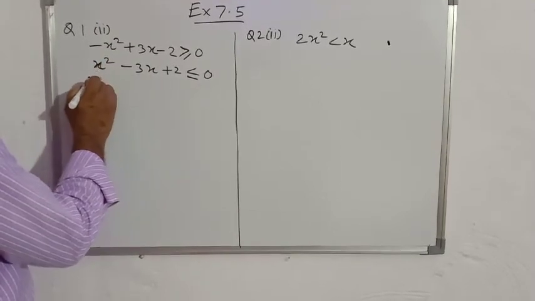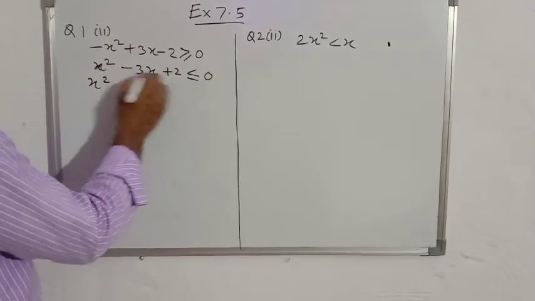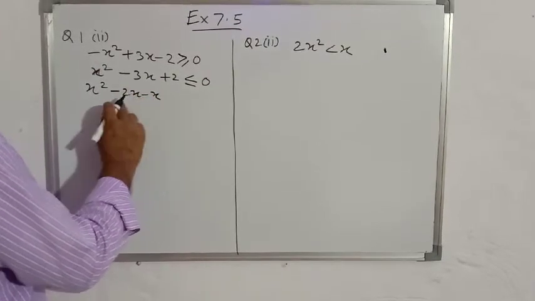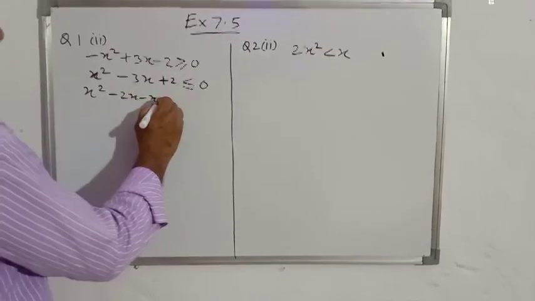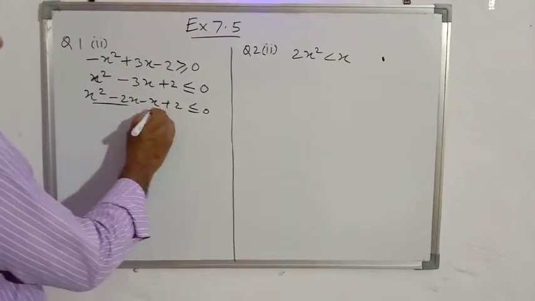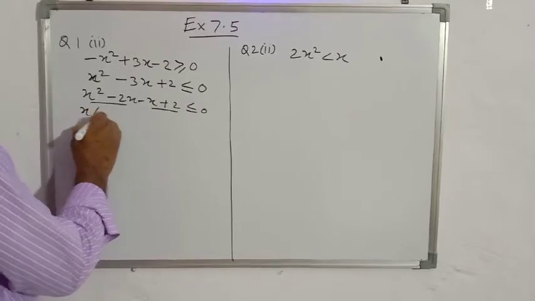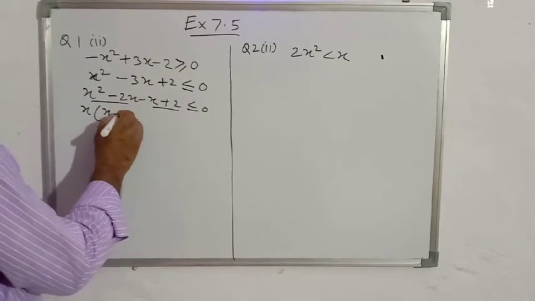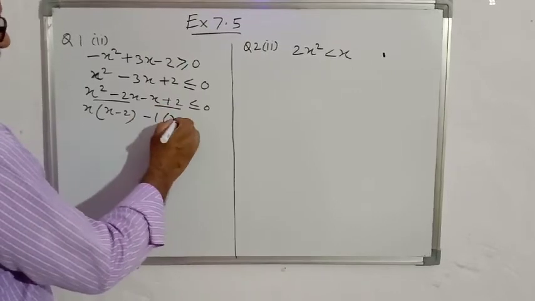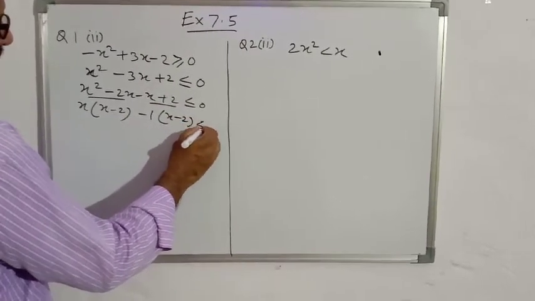Splitting the middle term, x square 2 1 2 and 2 plus 1 3. So minus 2x minus x, minus 3x, plus 2 less or equal to 0. Make pair and take common. X is common in both, x minus 2, minus 1 common. So here we will get x minus 2.